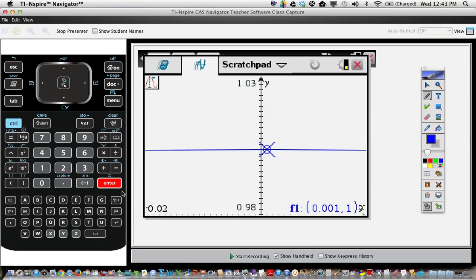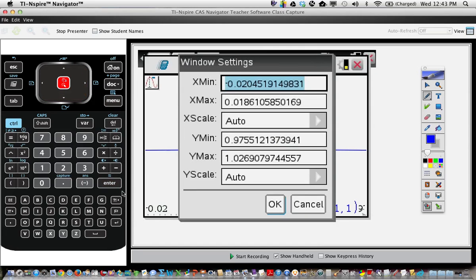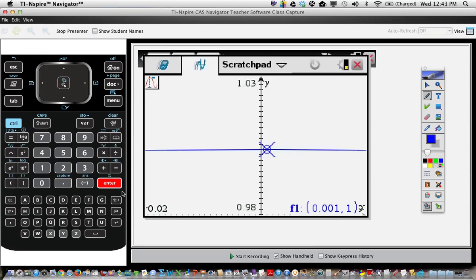Okay, and then the question said, find a window. At this point, you just go to menu, window settings, and you would put in negative 0.02045 to 0.0186, and the Y window 0.9755 to 1.0269. Just give a bracket, your X range, your Y range, and that's all they want. That's really all they want is that window. So that's what 24, 29, or 25, 29 were about.